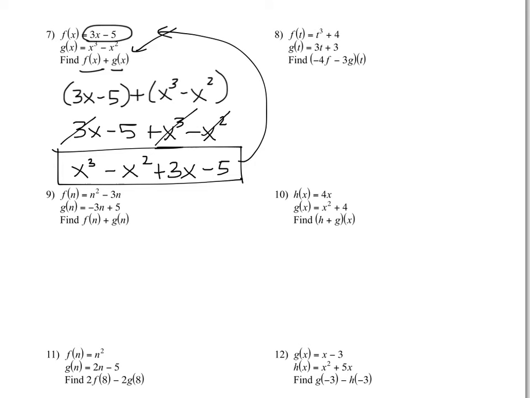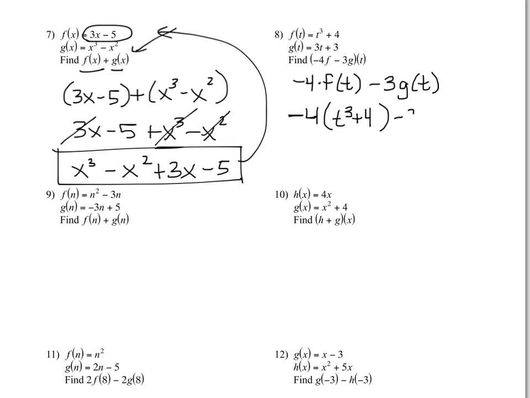Next one, a little more interesting. We've got negative 4 times f of t minus 3 times g of t. And you don't have to put the dot for multiplication, and I usually don't. So we're going to take negative 4, and then we're going to multiply it by whatever f of t is. So f of t is this part right here, this t cubed plus 4. So let's grab that, t cubed plus 4.